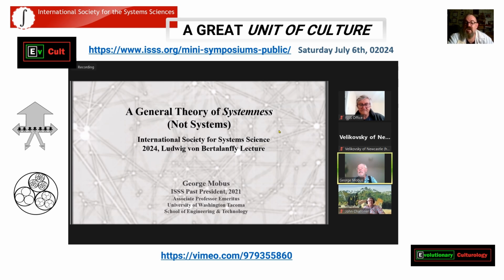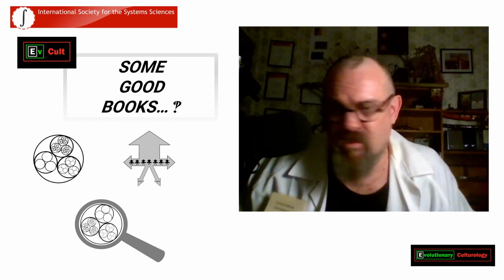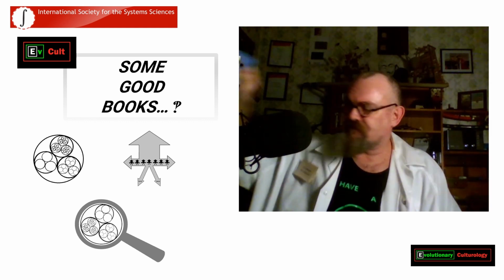I liked in George's mini symposium, A General Theory of Systemness, not systems. This was great. The list of 4 books that influenced George's thinking. 4 great books there. That's given me some inspiration, because flattery is the best form of imitation. Next. Here's some good books, probably. I'll tell it like a story.